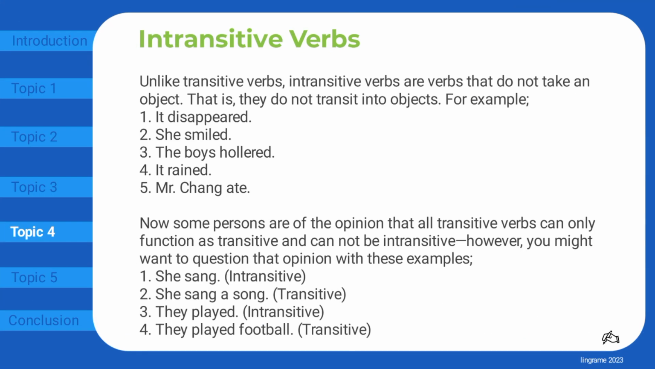Intransitive verbs. Unlike transitive verbs, intransitive verbs are verbs that do not take an object. That is, they do not transit into objects. For example, it disappeared. She smiled. The boys hollered. It rained. Mr. Chang ate. Now some persons are of the opinion that all transitive verbs can only function as transitive and cannot be intransitive. However, you might want to question that opinion with these examples.